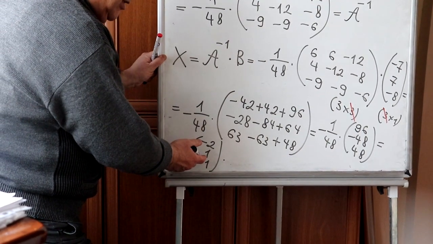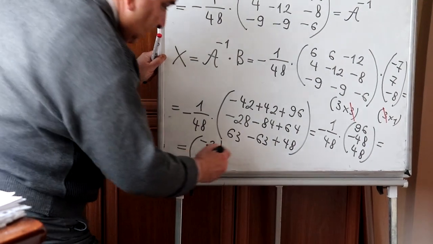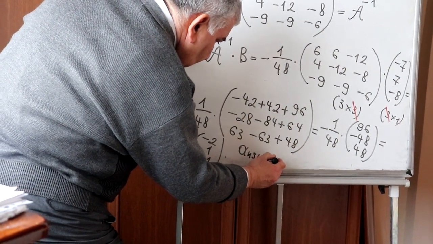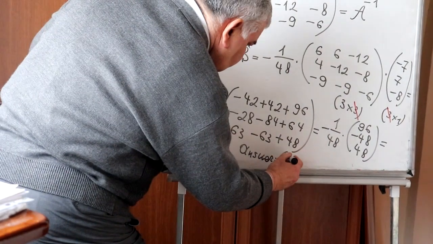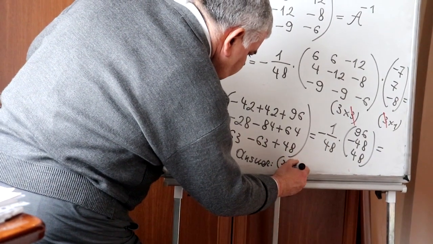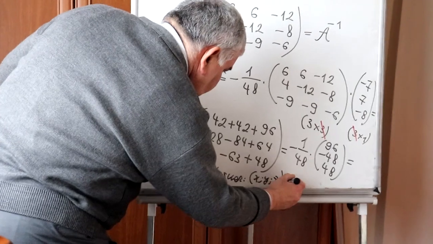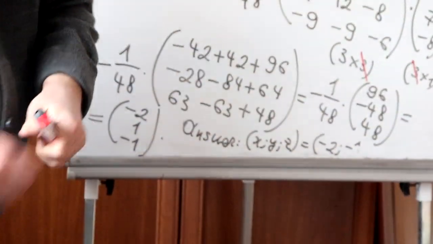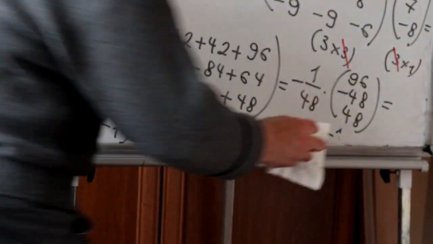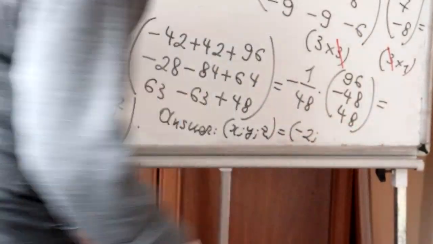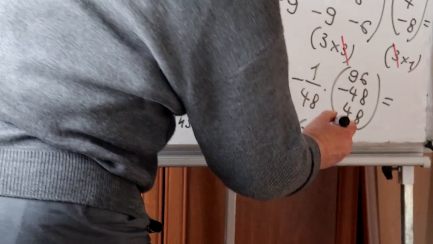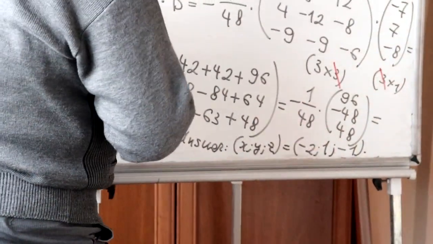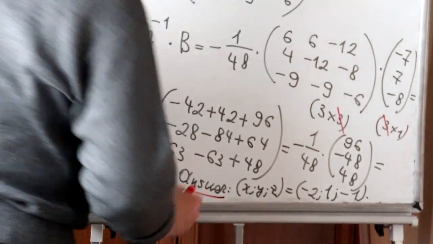They are the components of the solution, and we can write the answer: x, y, z equals minus 2, 1, minus 1. It is the answer.